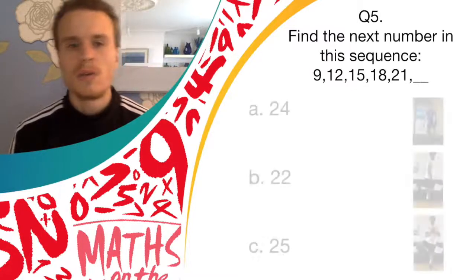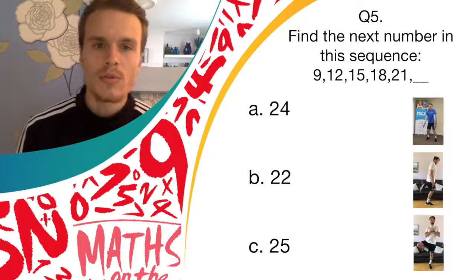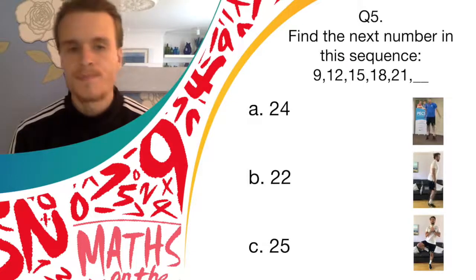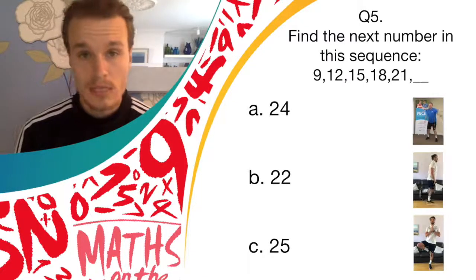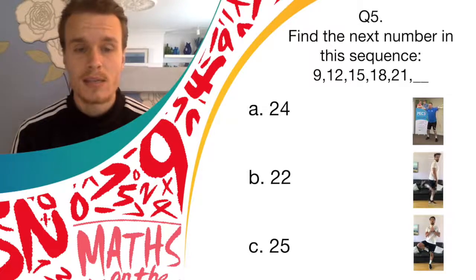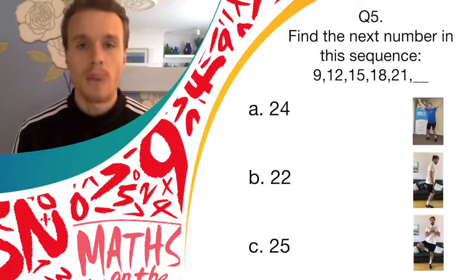Okay, so if you think the answer was A, 24, you should do the butterflies. If you think the answer was B, 22, you should do the backflips. And if you think the answer was C, 25, you should do the balance. So get going with that now.